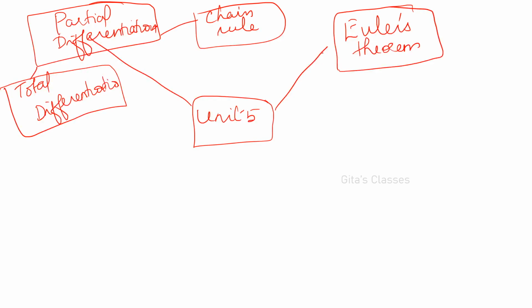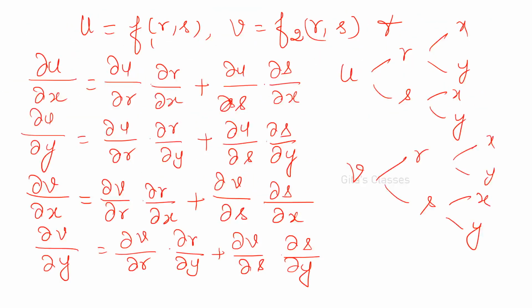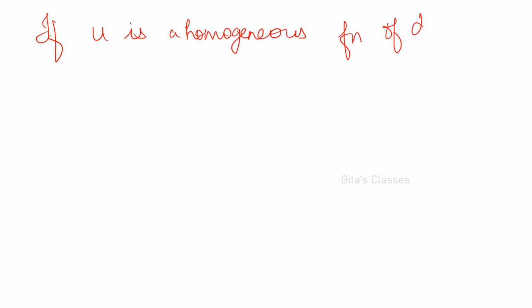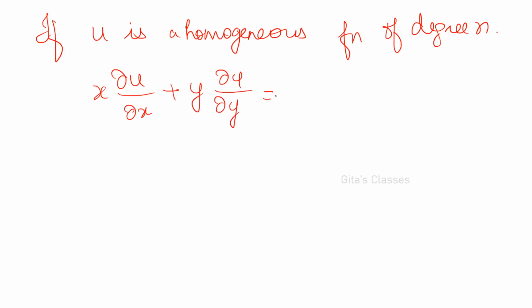Euler's theorem is applicable for homogeneous functions. If u is a homogeneous function of degree n, then you know that x into dou u by dou x plus y into dou u by dou y is equal to n into u.